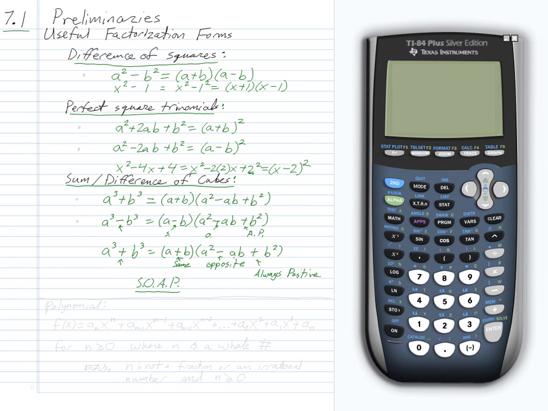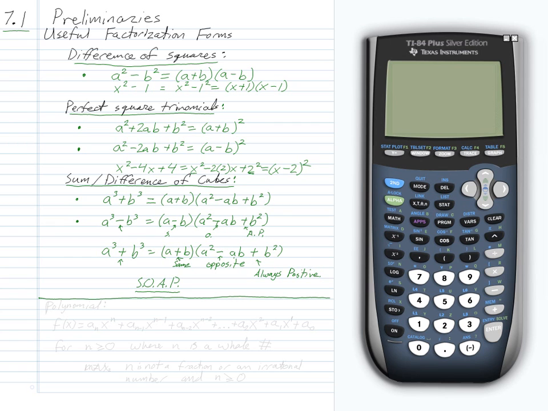So now that we've got a couple of frequently used factorizations, our difference of squares, our perfect square trinomials, and our sum and difference of cubes, you'll probably want to jot those down and just have those handy, maybe try to commit them to memory. That will help us when we're factoring larger polynomials.